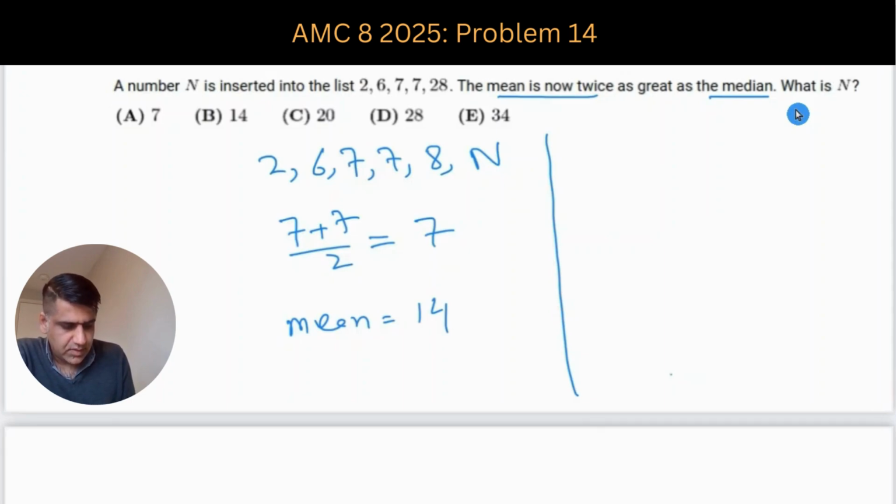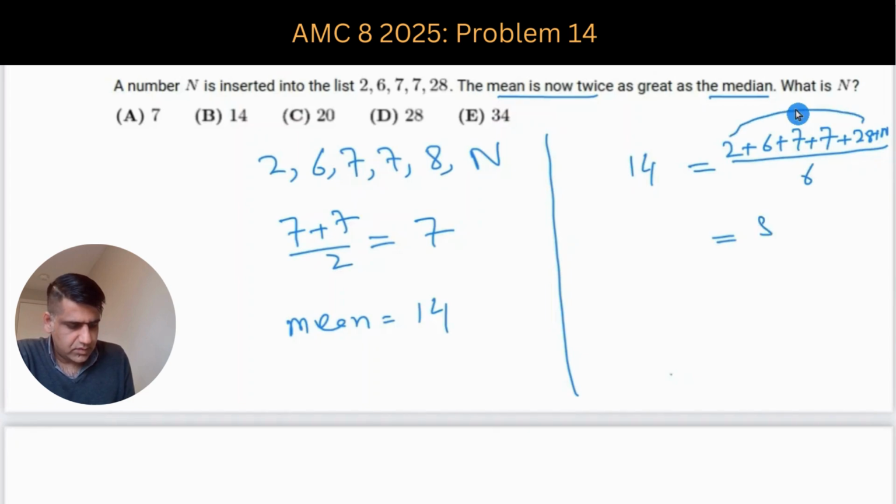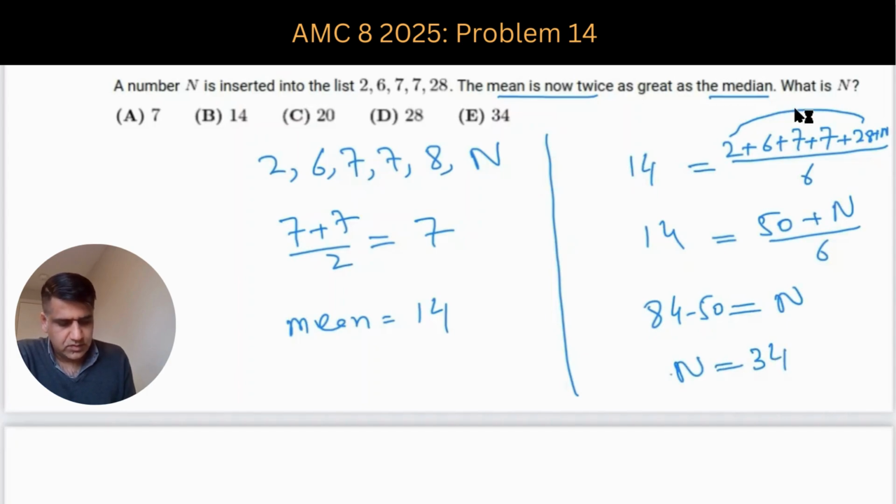We can find n by having 14 equal to (2 plus 6 plus 7 plus 7 plus 28 plus n) divided by 6. If we add these numbers, we get (50 plus n) over 6. Then we have 84 minus 50, so n is equal to 34. So the answer is E for this problem.